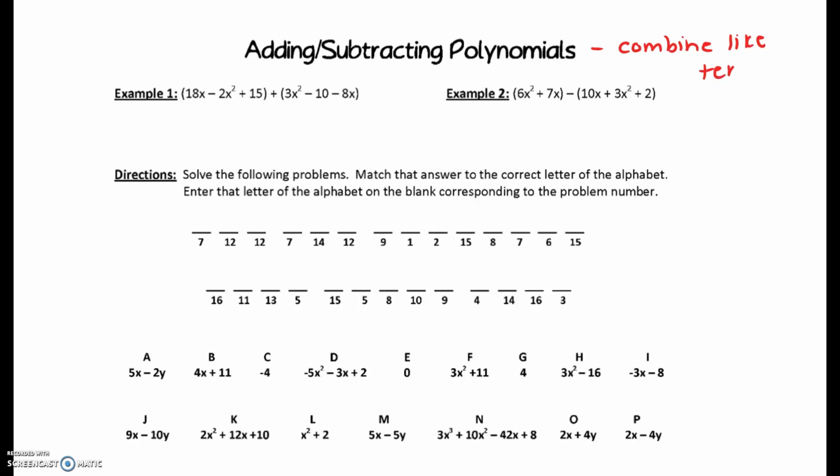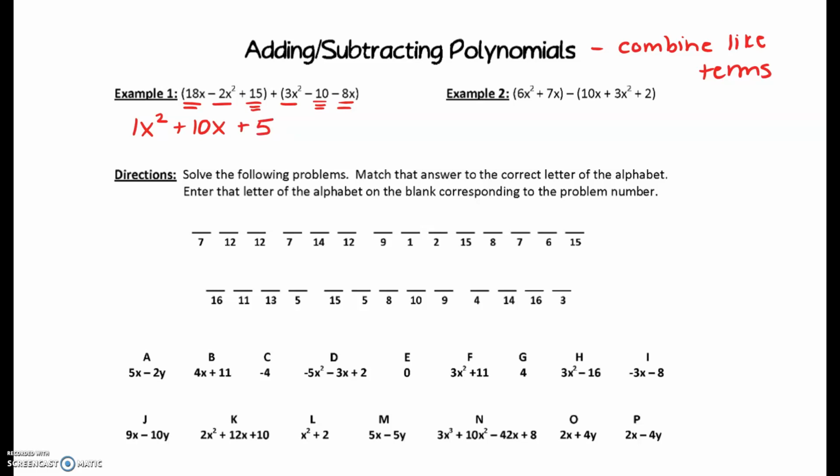All right, for addition, that means I'm going to take and add together a negative 2x squared with a positive 3x squared. Now, when you are adding or subtracting, the exponents do not change. The only thing that we're really doing here is adding negative 2 and positive 3, which would give us a 1x squared. Then we're adding our x's together, so 18x and a negative 8x. 18 plus negative 8 would be 10x. And then we're adding our constants together. In this case, that's 15 and negative 10, which would give us a positive 5.